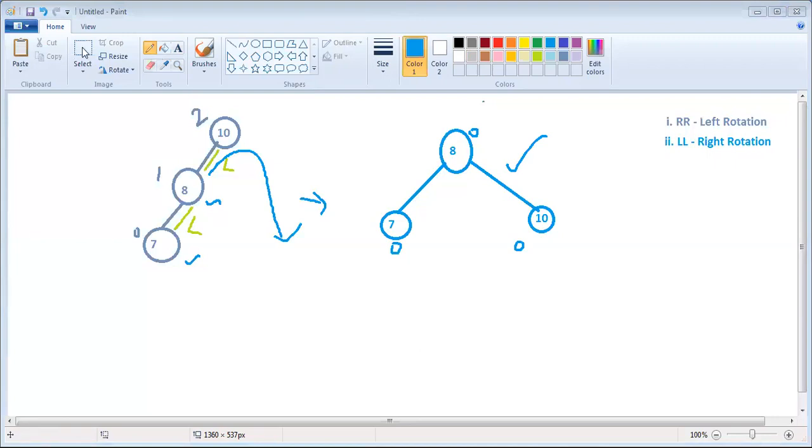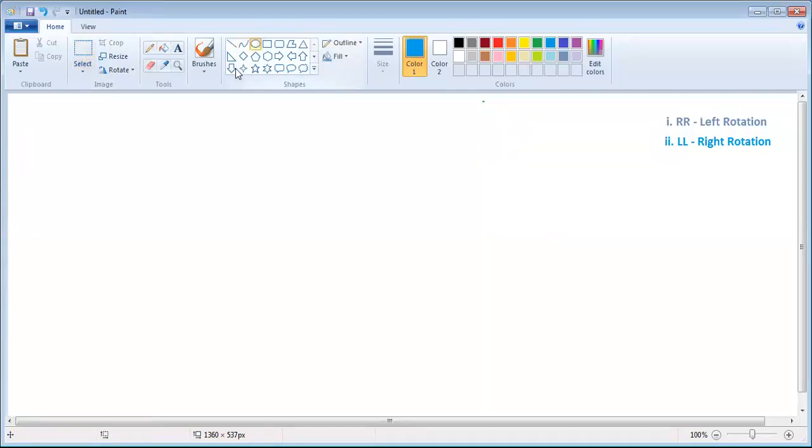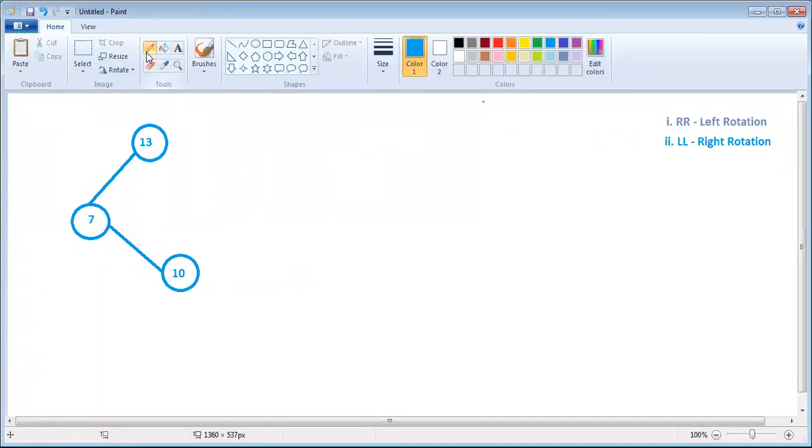I'm just deleting this. So we'll see the third type. Can anyone tell the values? Can anyone guess the values? 13, 7 and 10.